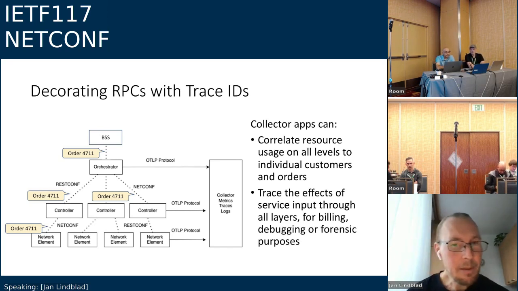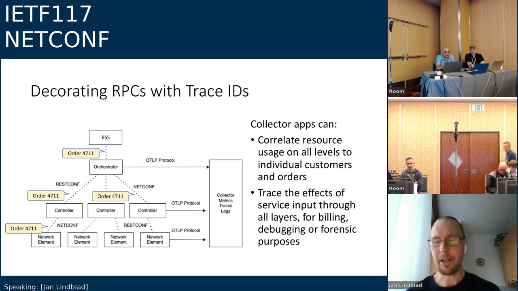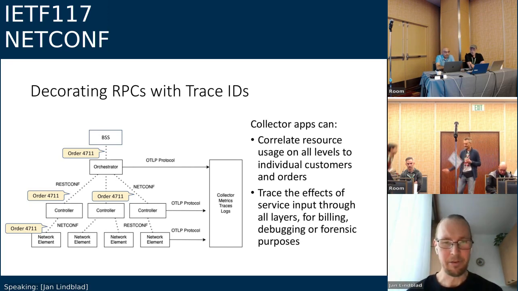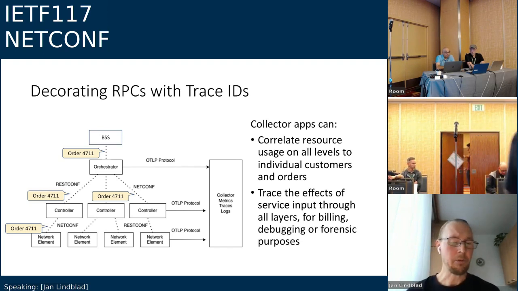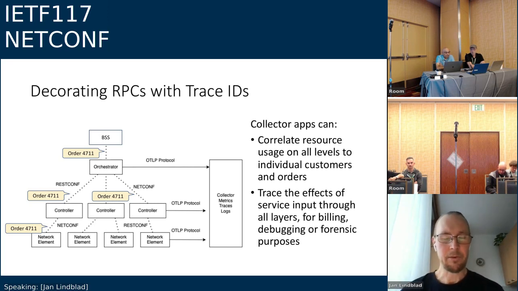so that the MELT system, as it is usually called, that's collecting all of this data, can correlate all the messages from different sources. This one says order 4711, meaning it's a sort of transaction, but this could just as well be an RPC or even a notification coming out of one of these controllers or network elements saying that something happened that corresponds to or has something to do with order 4711, or whichever RPC or something that happened earlier. So the thing is to get an ID that is reusable and in the collector.